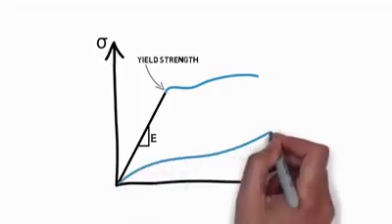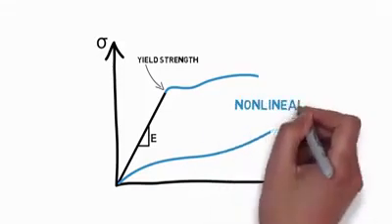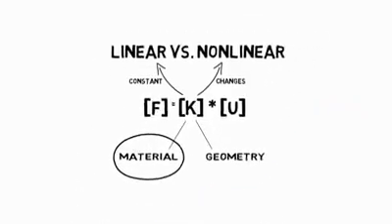Also, some materials are inherently nonlinear and don't exhibit a linear region at all. In either of these cases, our linear material assumption is not going to be valid, and a nonlinear material model is going to be needed.